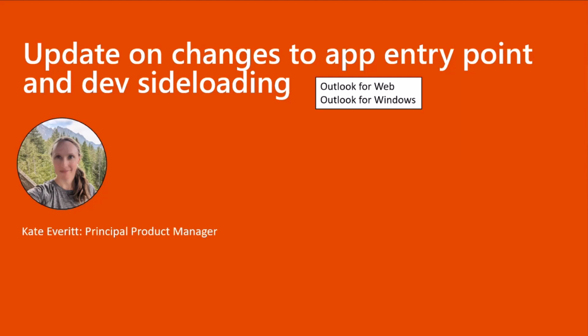All right, I'll get started. I'm going to talk to you about an update based on the feedback that we got last month on changes to app entry point and dev sideloading. This applies to Outlook for Web and Outlook for Windows. Last month I came and talked to you about some updated changes to the entry points for where you load apps, launch apps, and get to the store, and then some potential impacts to the UI sideloading scenario.